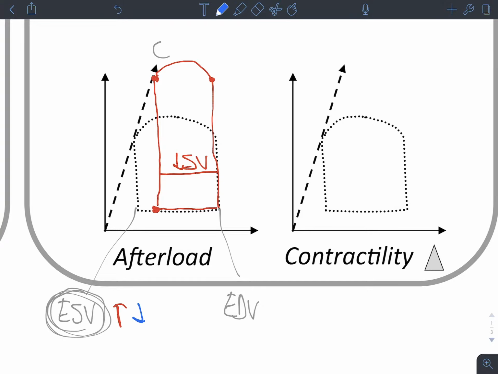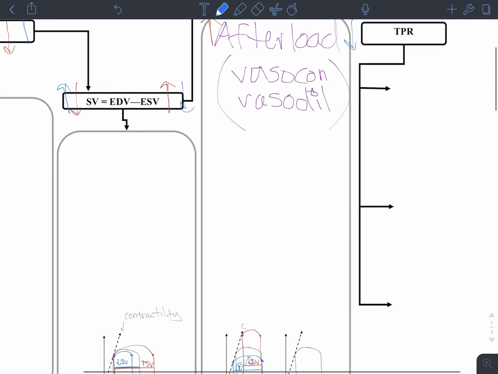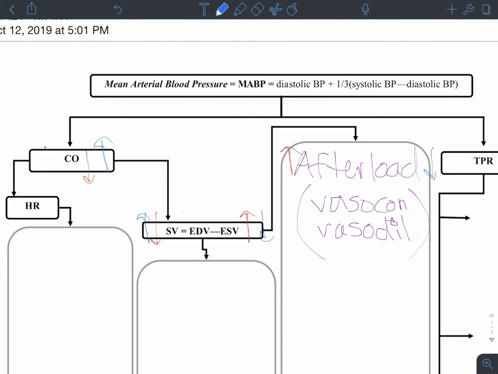All right, so if I've decreased afterload, so my end systolic volume has shifted a little bit to the left, but everything else has stayed the same. All right, my stroke volume has actually increased. All right, now let's make sure that that's correct. So end systolic volume, when that was increased, stroke volume decreased. When end systolic volume decreased, stroke volume increased. So let's make sure that that inverse proportion is what we calculated. So that's correct. If we increase end systolic volume, that decreased stroke volume. If we decreased end systolic volume, that increased stroke volume. All right, that looks good.